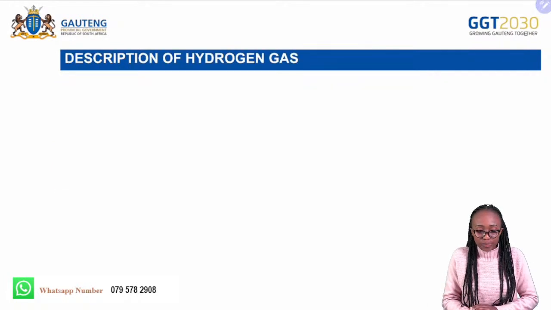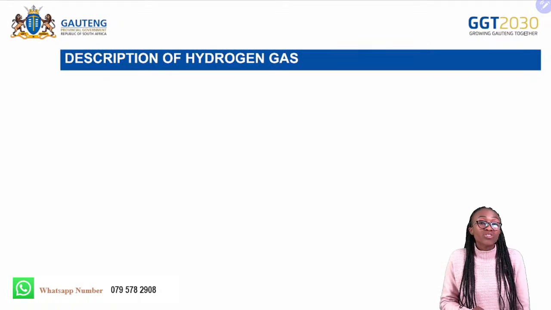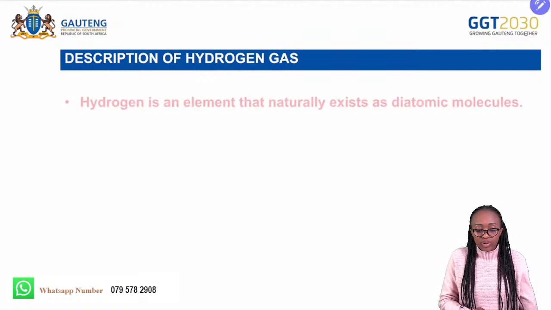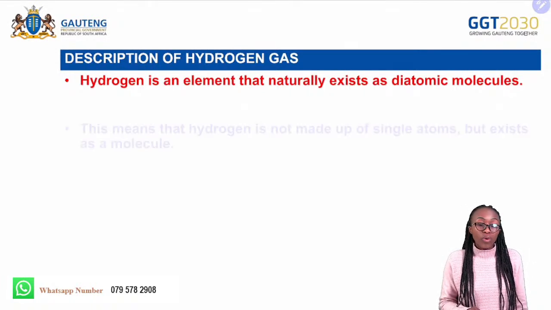Now let's move on. So let's talk about hydrogen gas. Let's describe hydrogen gas. Hydrogen gas is one of the products that we get when we react an acid with a metal. So hydrogen is an element. You've seen the periodic table. It's represented by the symbol H. It has an atomic mass of 1. Hydrogen is an element that naturally exists as diatomic molecules.